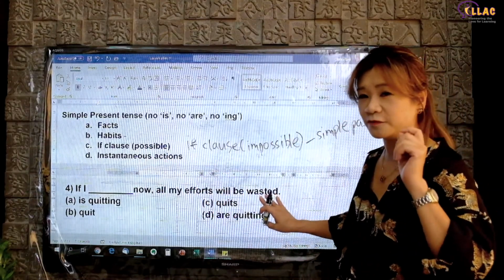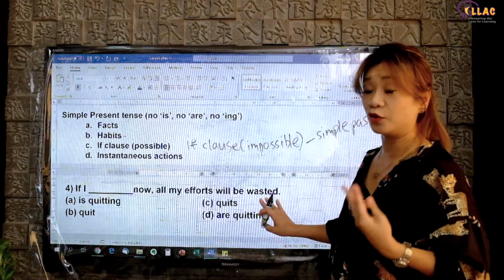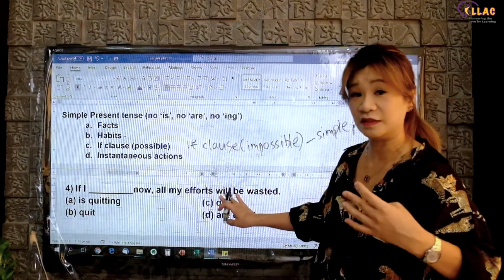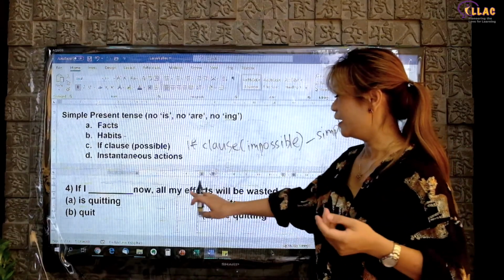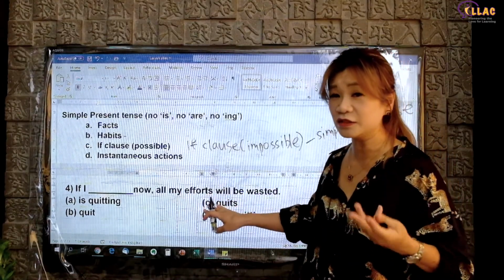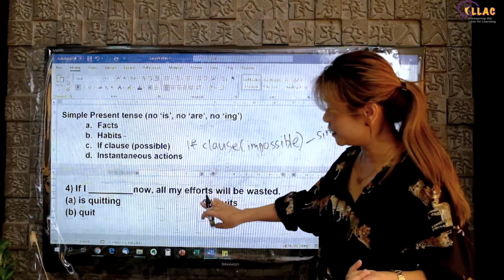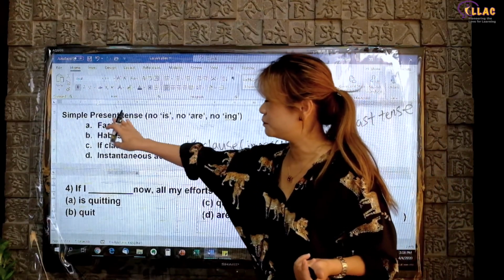Is it possible for you to quit? Yes, totally. Quit from what? It is not mentioned, so it is definitely assumed to be possible to quit from anything that you would like. And your efforts will be wasted? Yes, true. So this is something that is possible, therefore you use simple present tense.